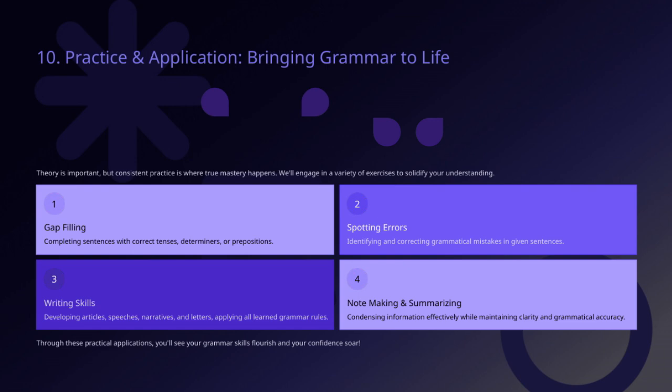The next point is about gap filling, completing sentences with the correct tenses, determiners, or prepositions. This exercise helps solidify your grasp of grammar in context. Finally, we come to the importance of practice and application. Remember, theory is important, but consistent practice is where true mastery happens. Through various exercises, we'll bring grammar to life and boost your confidence in using it effectively. All these elements work together to enhance your overall language proficiency, making your communication clearer and more impactful.